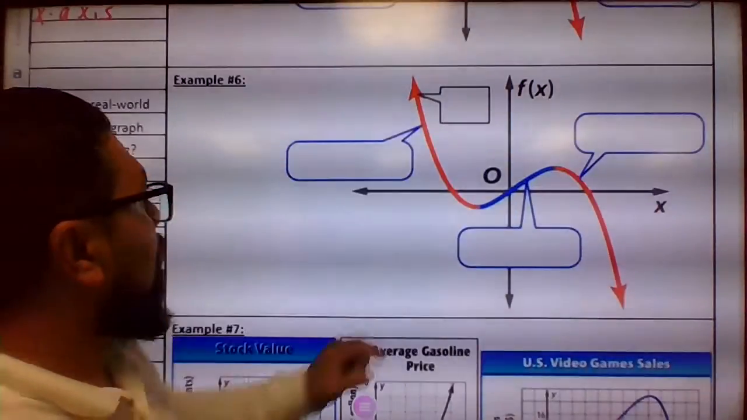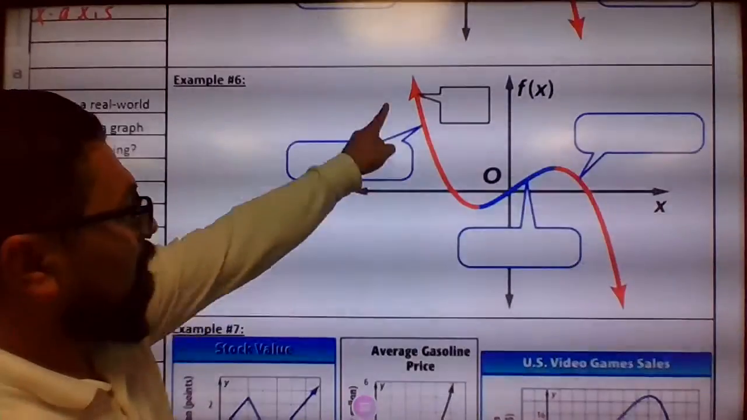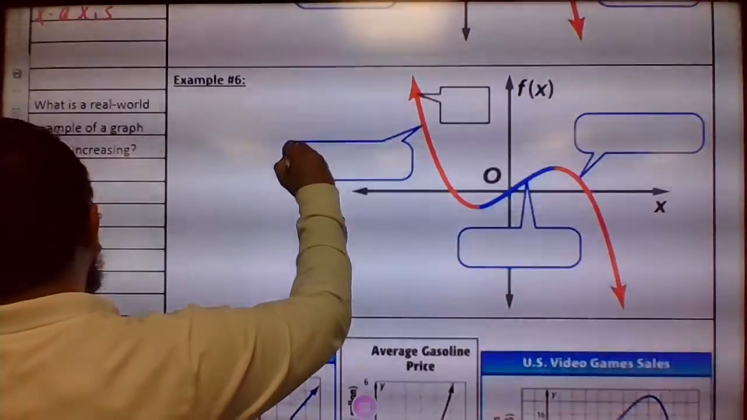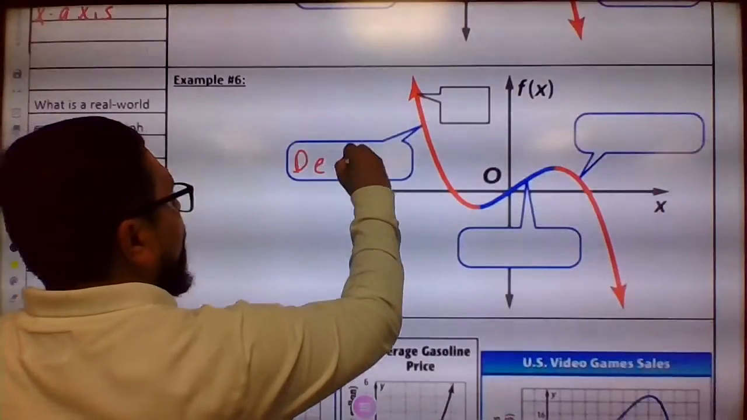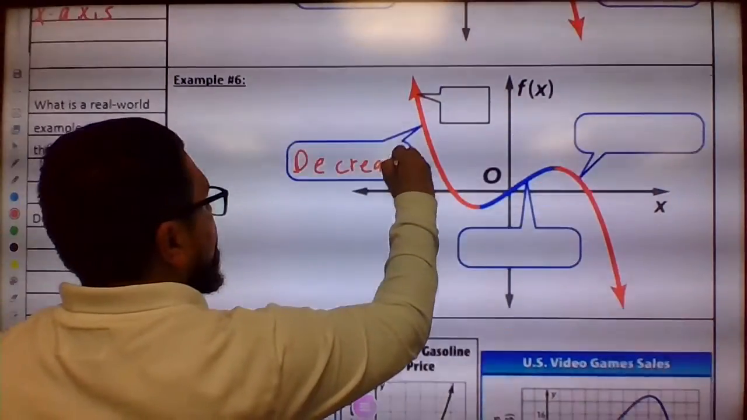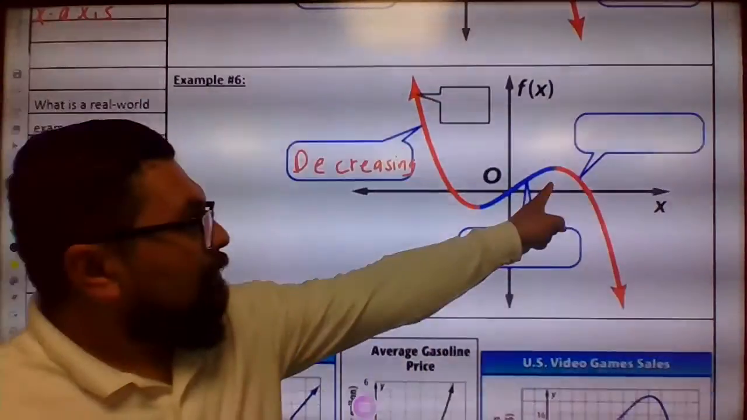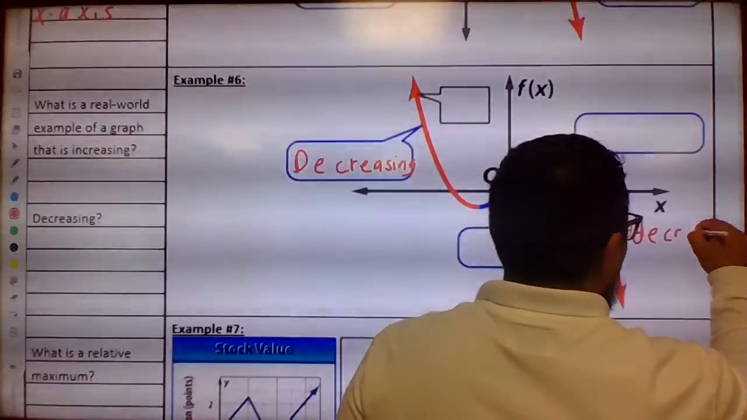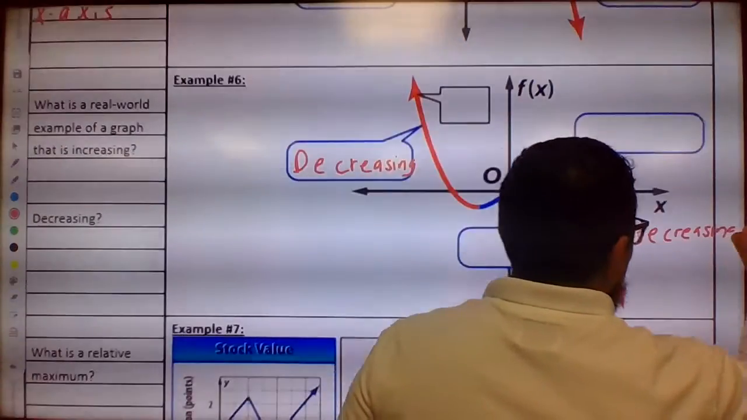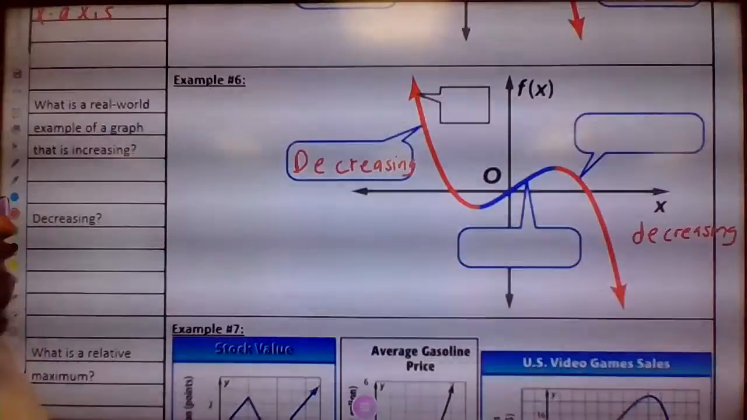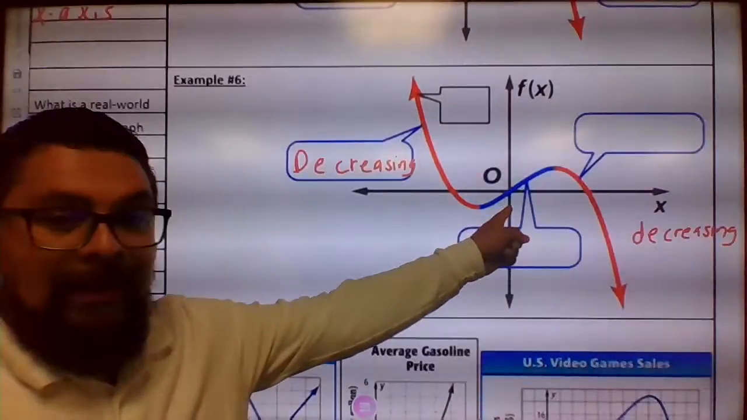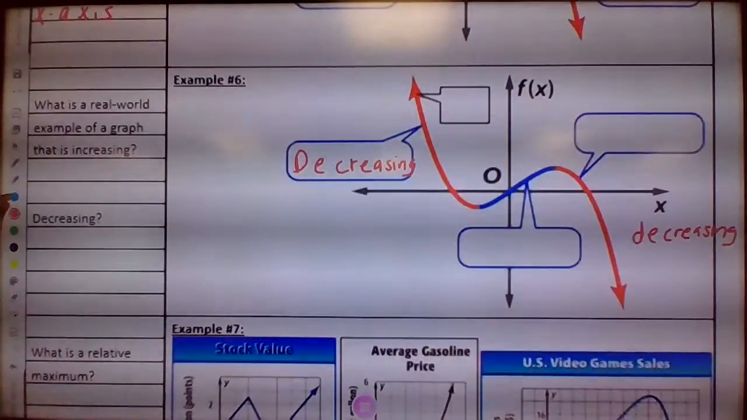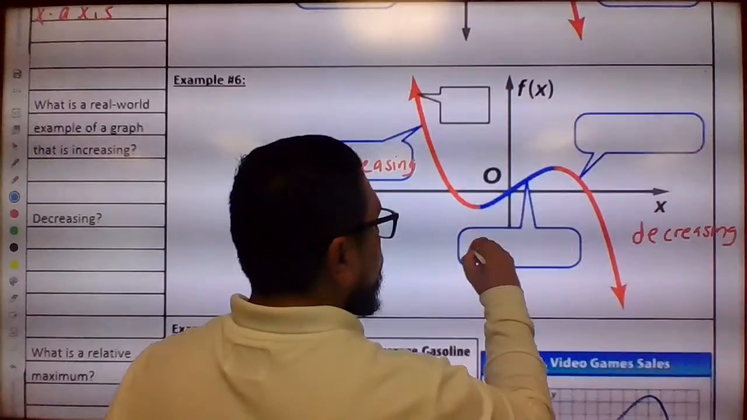In this case right here, because the slopes are negative, this is a decreasing graph. And right here, it's also decreasing. Now, you can guess that right here it's what? Increasing, because the slopes are positive. Increasing.